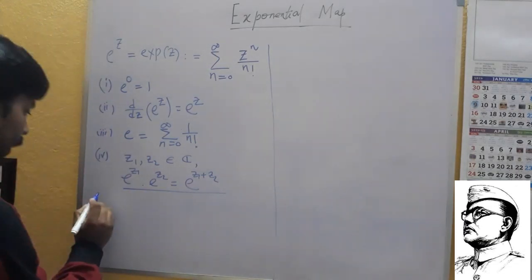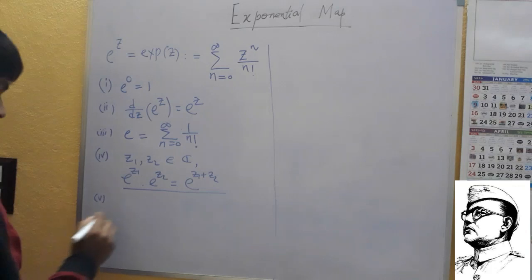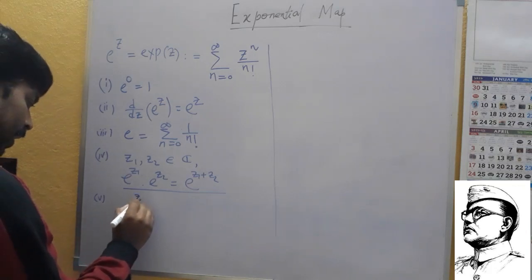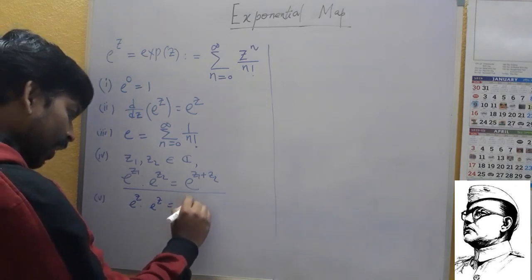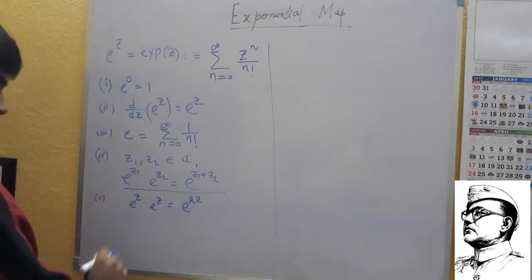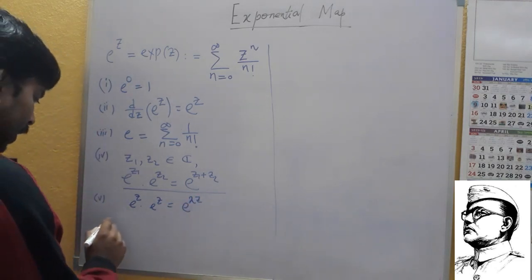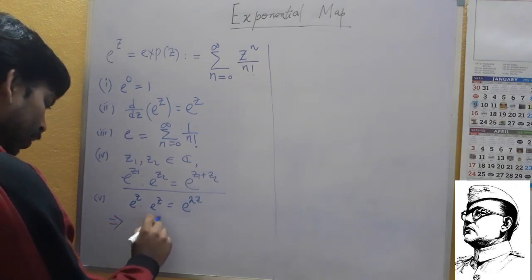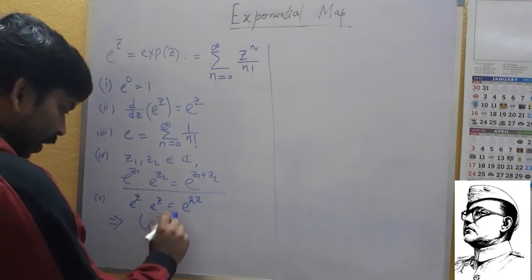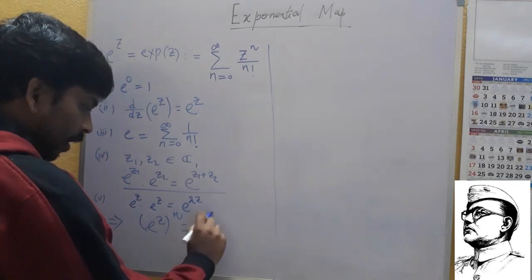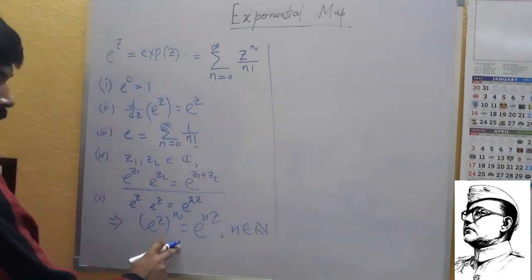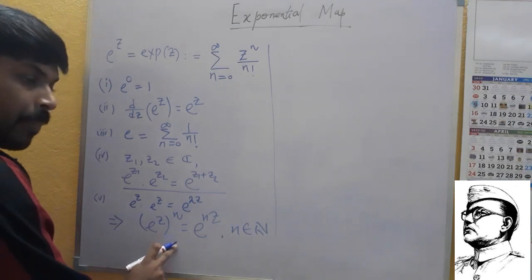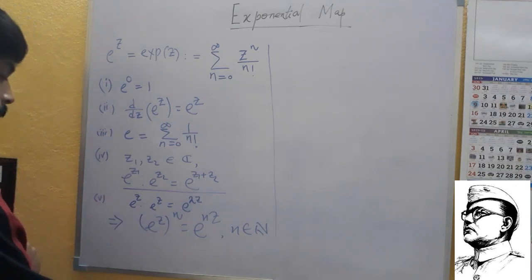Okay. The next property is e to the power z into e to the power z equal to e to the power 2z, right. So, if we apply mathematical induction, then what do we get? E to the power z to the power n is the same as e to the power nz, where n is a natural number. This comes from the principle of mathematical induction. Okay.